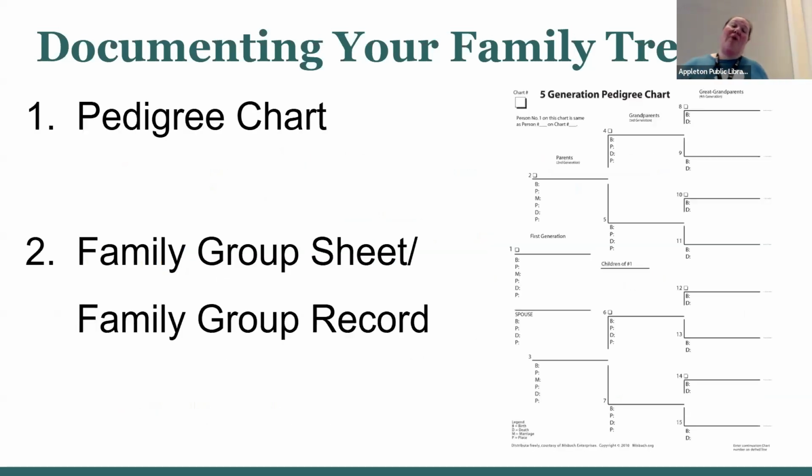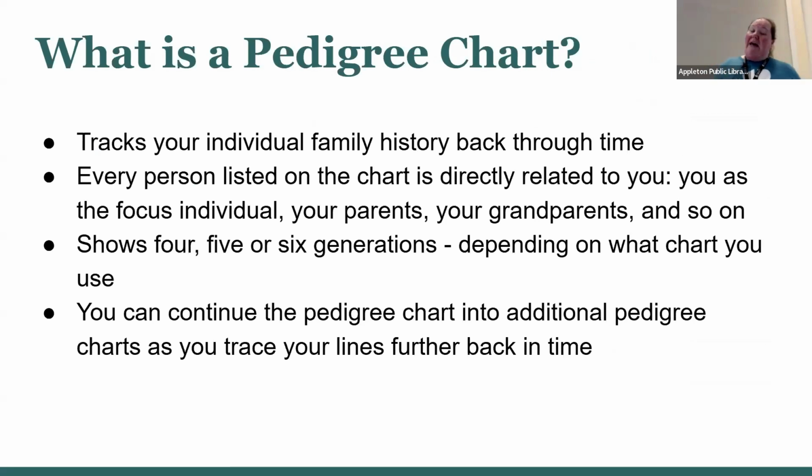So the two main ways that you can document your family tree are going to be through the pedigree chart and the family group sheet or family group record. It's kind of interchangeably called both. So whatever phrasing you want to use or whatever phrasing you find online for whatever sheet you choose, you can go with that. But I kind of use them interchangeably as well. So first we're diving into the pedigree chart.